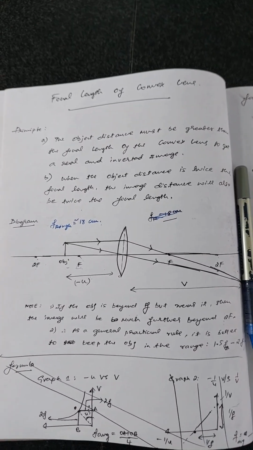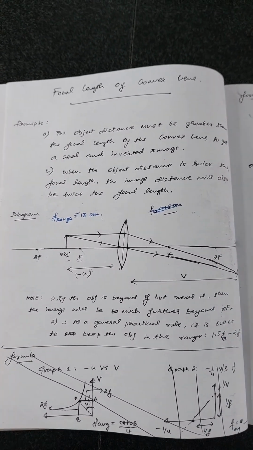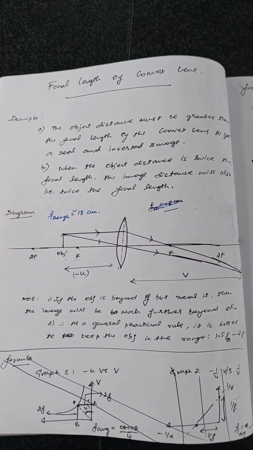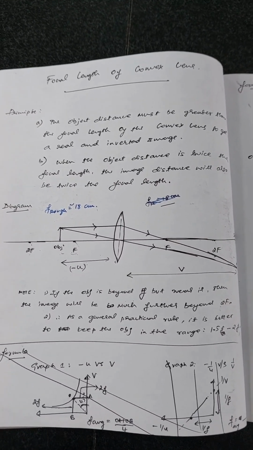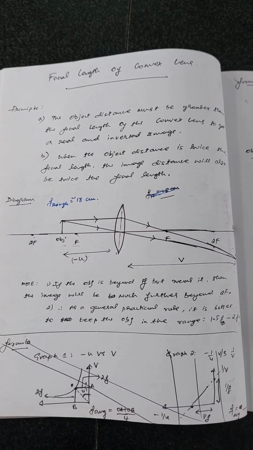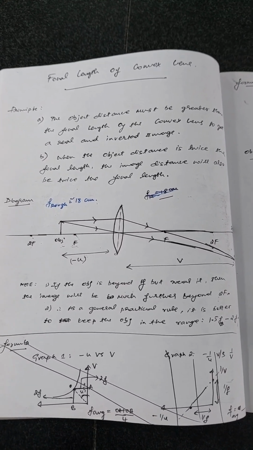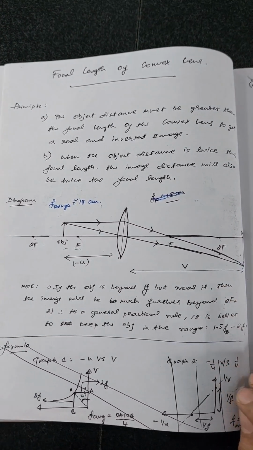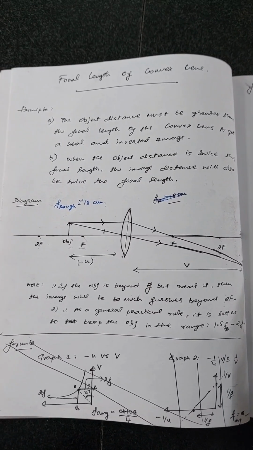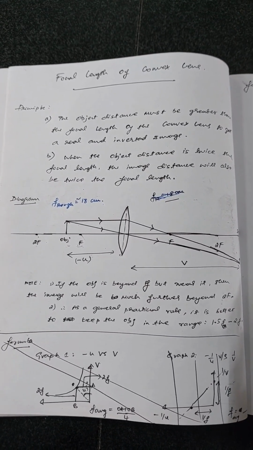So let's begin the experiment. The aim is to find the focal length of a convex lens by graphical method, not by using the formula. The principle of the experiment is that the object distance must be greater than the focal length of the convex lens to get a real and inverted image, and when the object distance is twice the focal length, the image distance will also be twice the focal length.